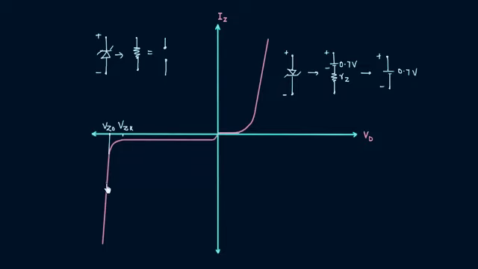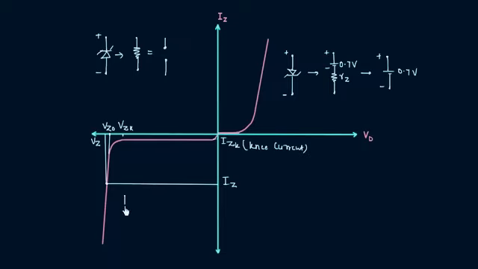And let's take a random point on this linear region, and the corresponding current is IZ. The corresponding voltage is VZ, and this current here is IZK. This is the knee current. Now we have everything to obtain the equivalent model of Zener diode in this region.